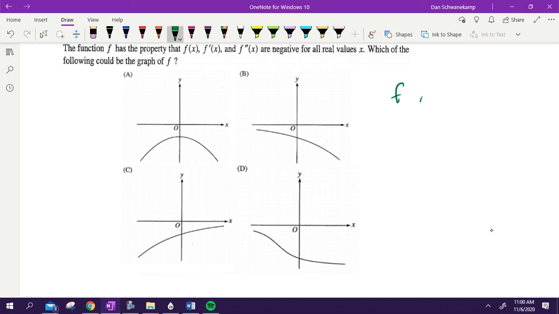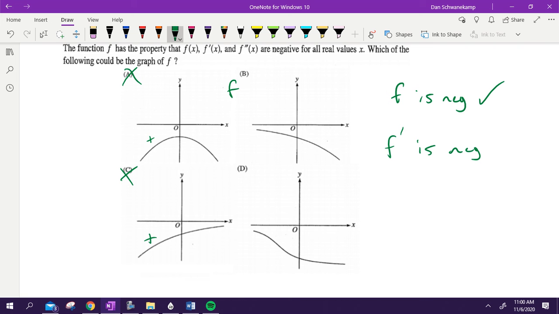F is negative. What does f is negative look like on an f graph? It's below the x-axis. All right, they're both all below the x-axis, so that's good. F prime is negative. What does f prime look like if it's negative on an f graph? Decreasing. The slope is always negative. So it's not A, because right there the slope is positive. Great. Right there the slope is positive the whole time, so it's not C either.